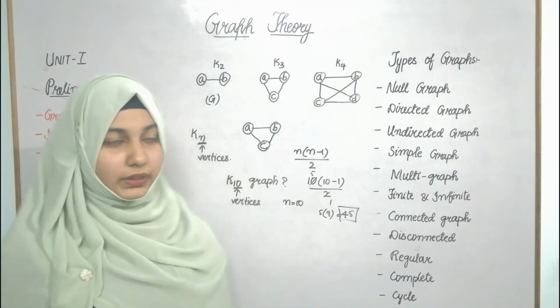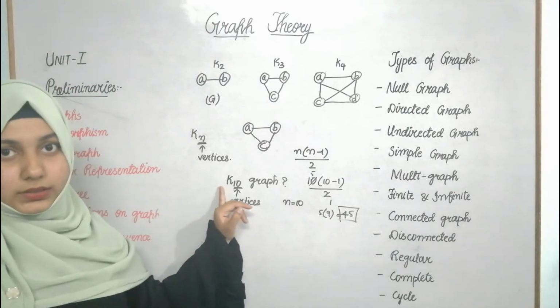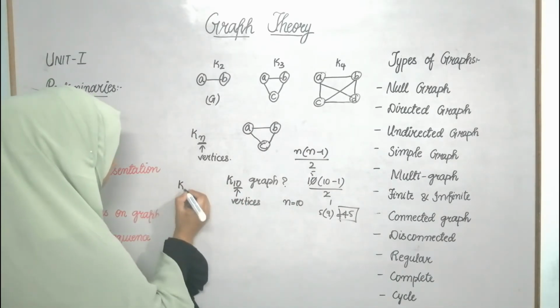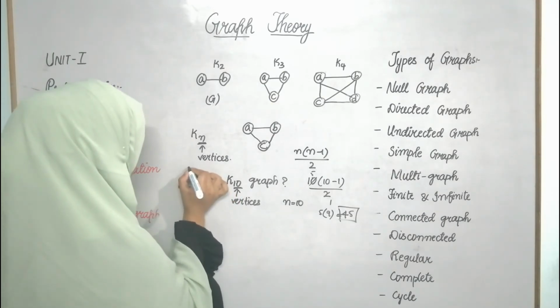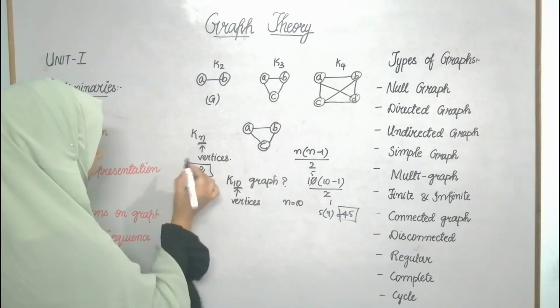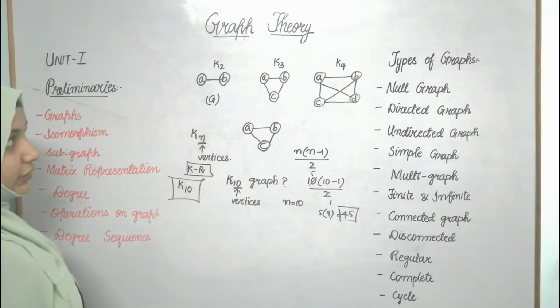ठीक है. अ ग्राफ टू बी कंप्लीट, we need 45 edges for a K10 graph. ठीक है? There is a difference between K10 and K regular. ठीक है? K regular is for regular graph and K10 is for the complete graph.